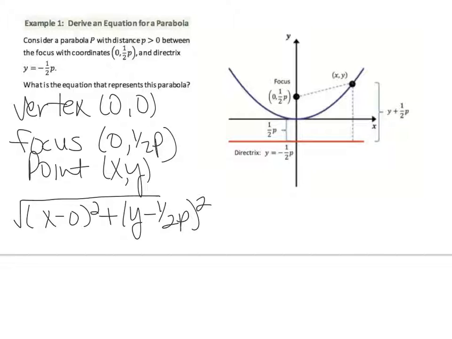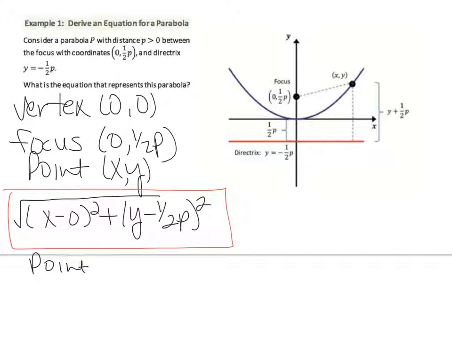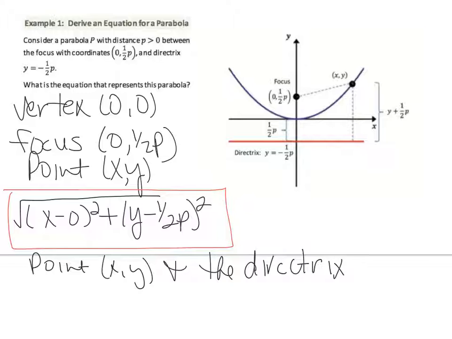Okay, now, that's something we're looking for. This is what we did last lesson, right? Now I need to find a formula for the distance between x, y and the directrix. We have y plus 1/2 P. So the distance between the point x, y and the directrix is y plus 1/2 P.